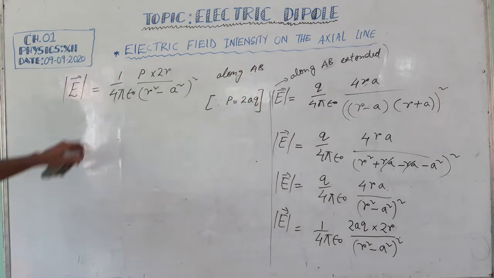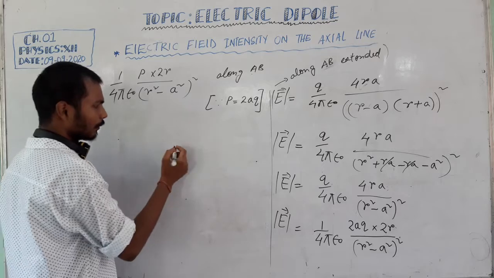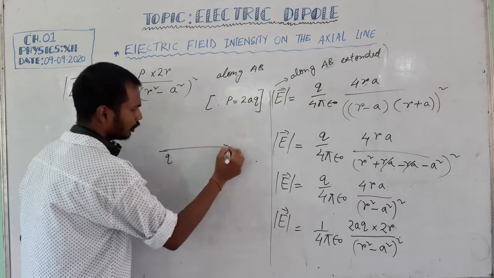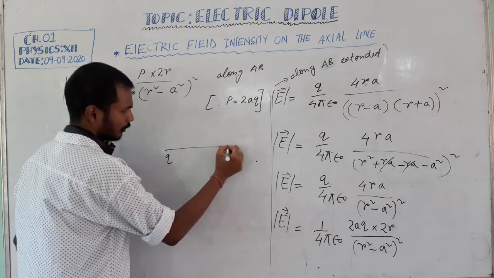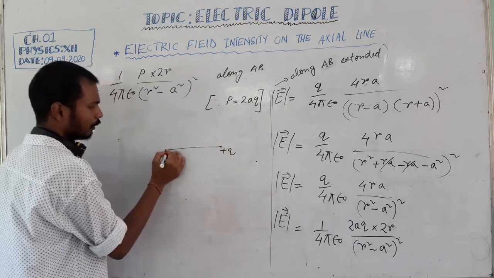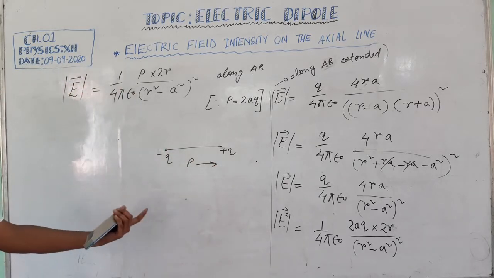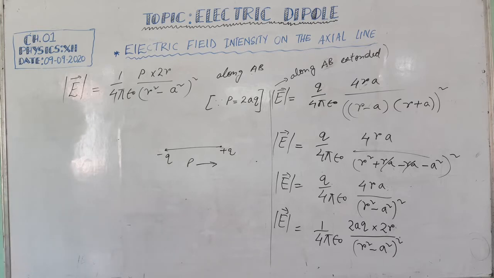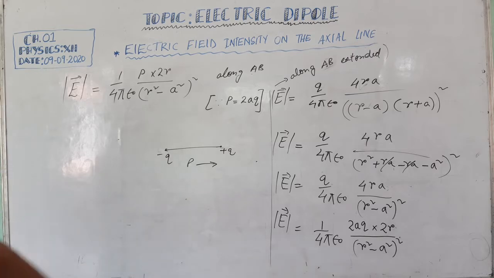Now see this dipole moment. What is the direction of dipole moment? It is always from negative charge, minus q, to positive charge. P is always in the direction negative to positive. Now see the direction of the electric field. It is in the direction of the dipole moment.